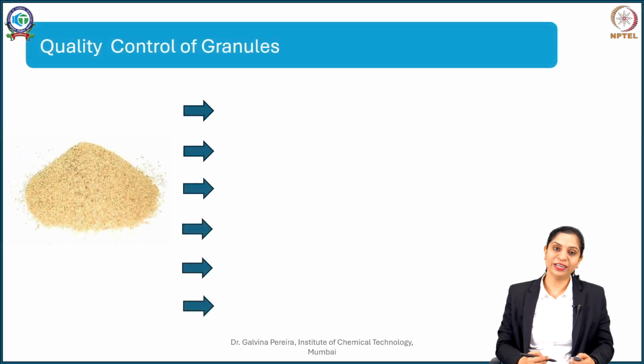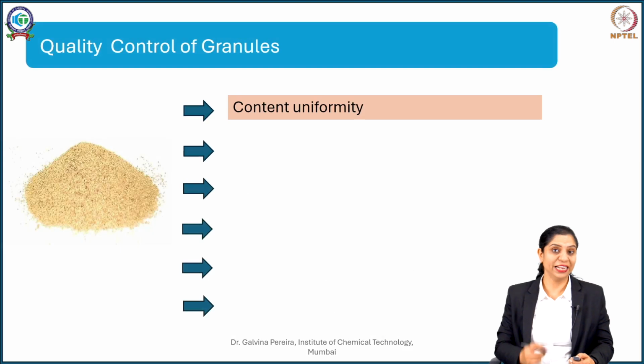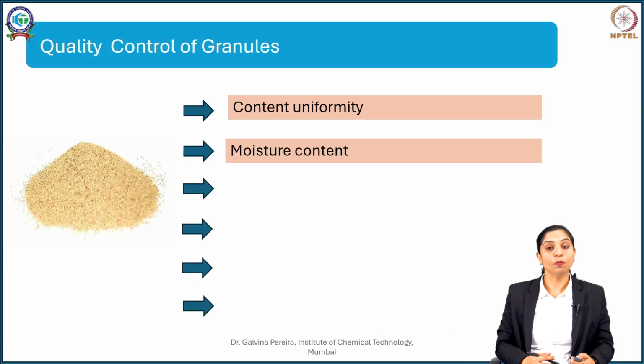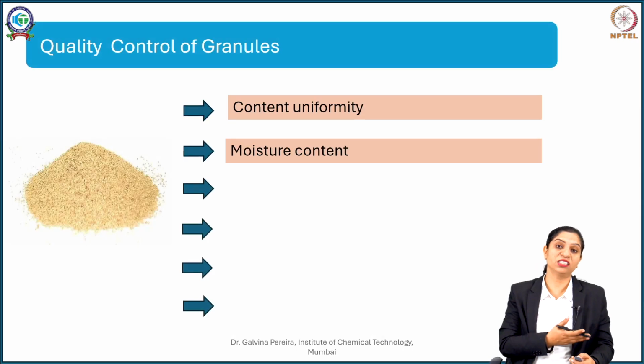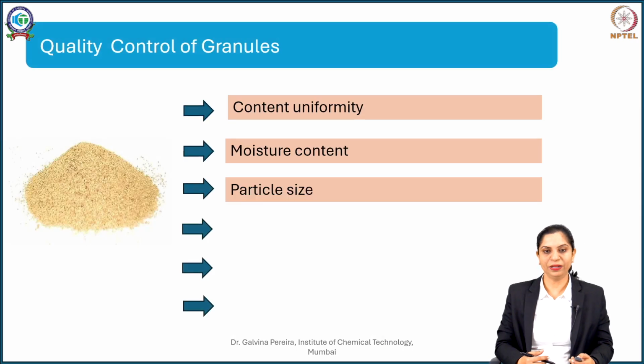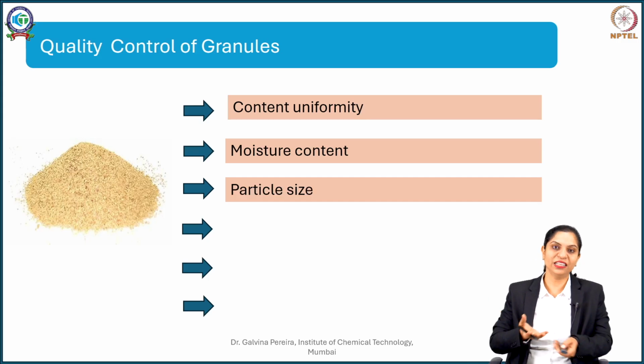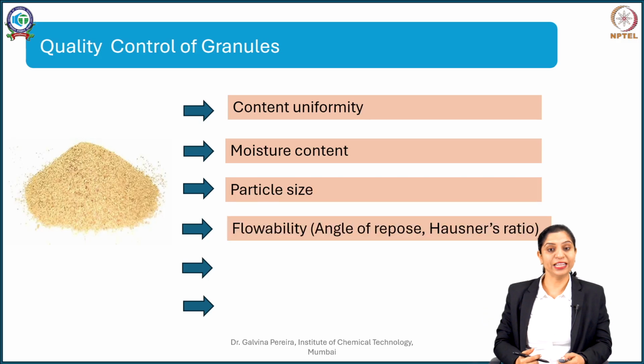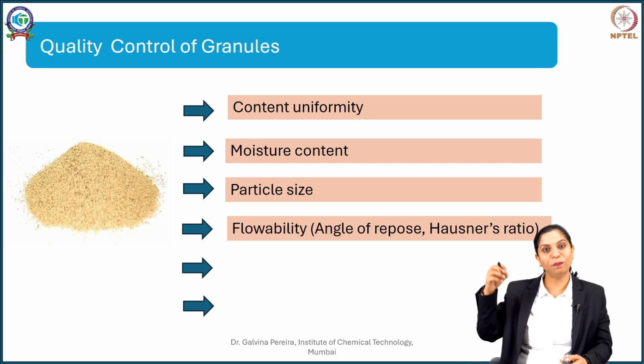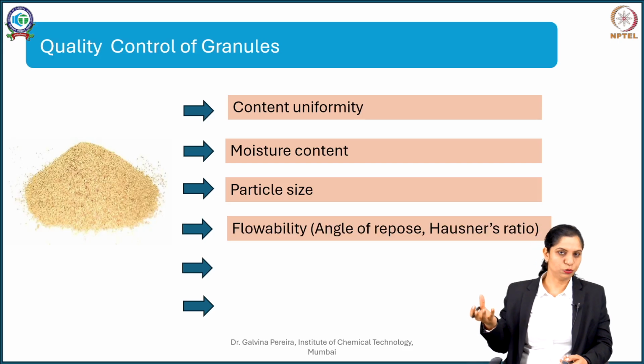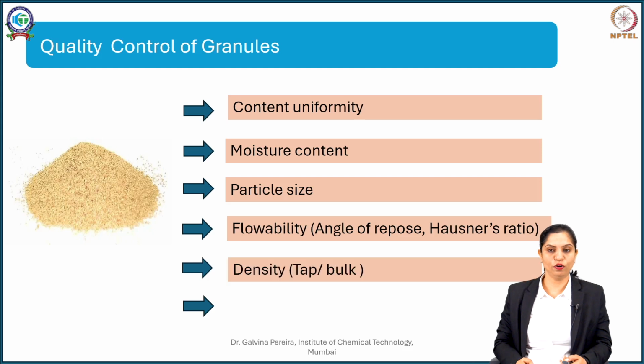Now when it comes to quality control for granules, we need to see again the content uniformity, and proper mixing ensures it. Moisture content, especially if it is done via the wet granulation method. Particle size, because it needs to be uniform, otherwise the granules will separate based on their density. Flowability, the same as powders, even granules need a proper flow, otherwise if you are going to pack them in your capsules or any other packets, they might not flow uniformly.